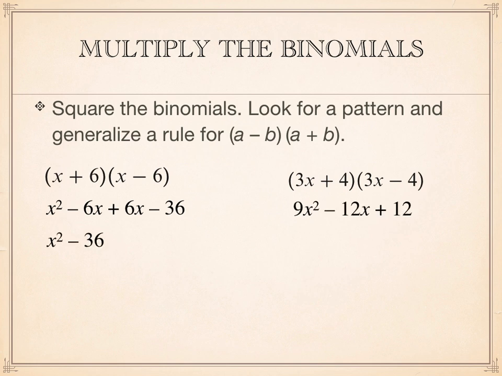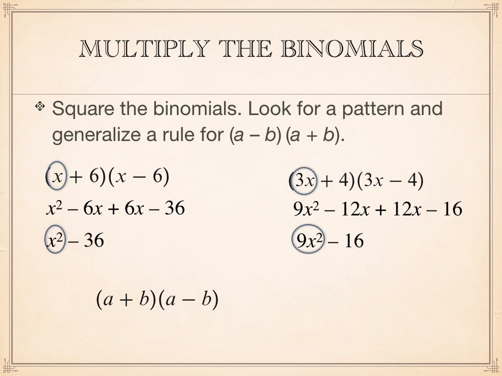We'll do the same thing in the second example. Middle terms cancel out. And so now we're asked to generalize a rule for a plus b times a minus b. So it looks like you're definitely going to be squaring the a in both examples. So it's safe to say that when we generalize the rule, the first thing we'll have is a squared.